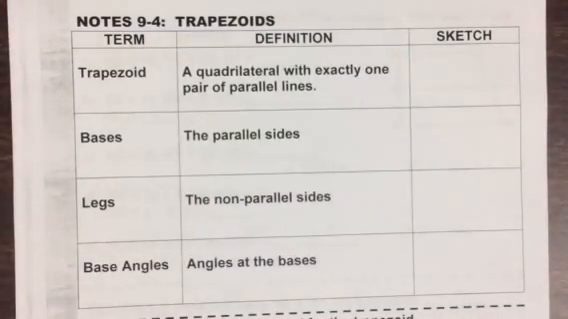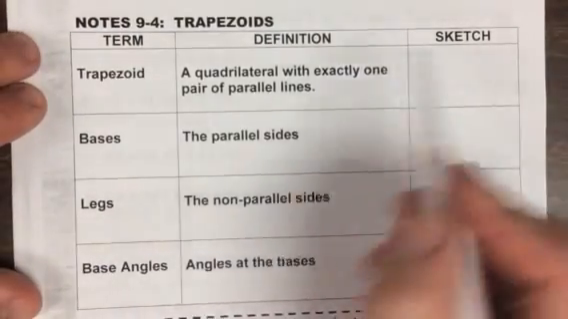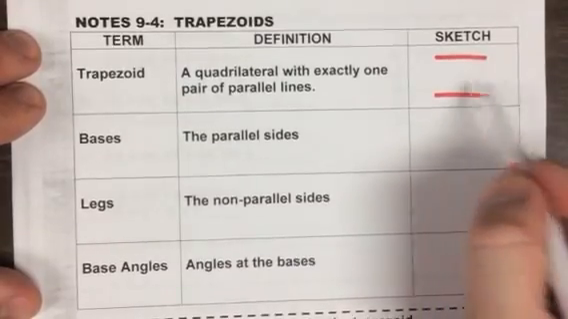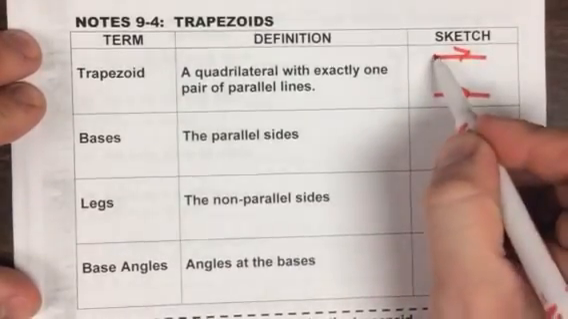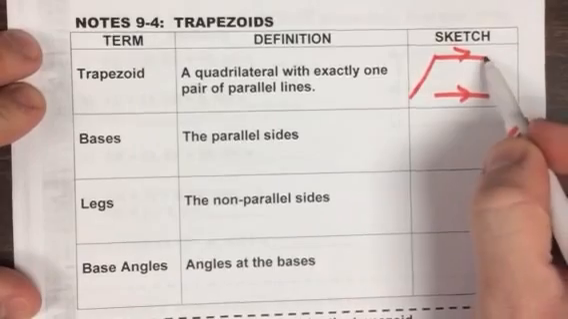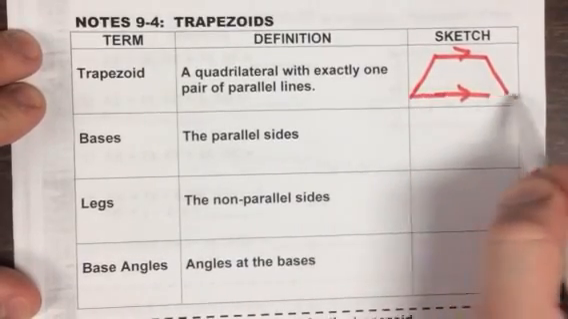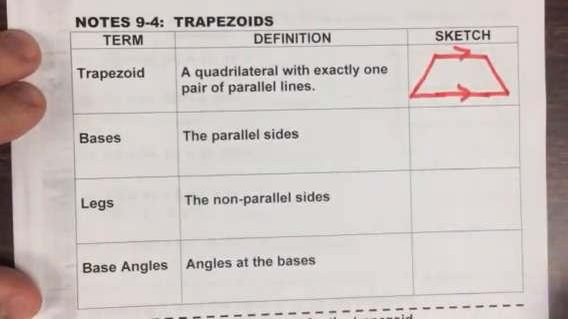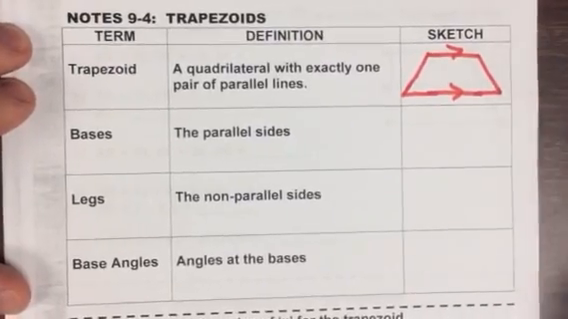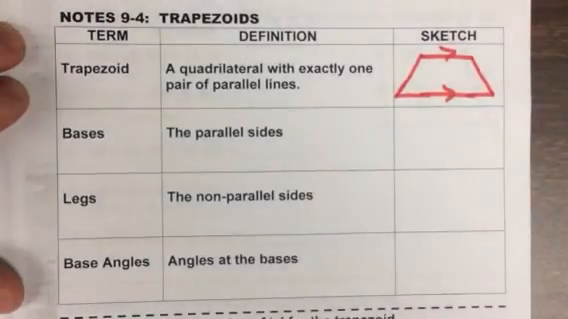So a trapezoid is a quadrilateral with exactly one pair of parallel sides. So I'm going to draw parallel sides. I'm going to go ahead and draw a line out like this and out like this. This is what we're used to looking at when we talk about trapezoids. Okay, and we'll talk about specifically what kind of trapezoid that is here in just a little bit.